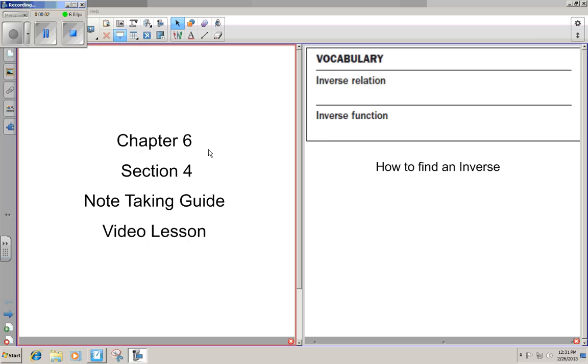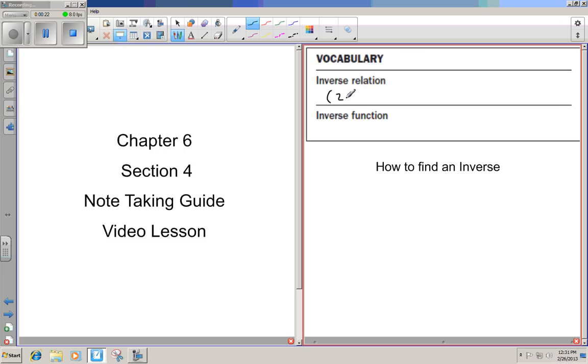All right, this is chapter 6, section 4, using inverse functions. Vocabulary, obviously, first is an inverse function. It's a relationship that interchanges the inputs and outputs of original values. Basically, what you're looking at is the fact that you're going to have some relations.